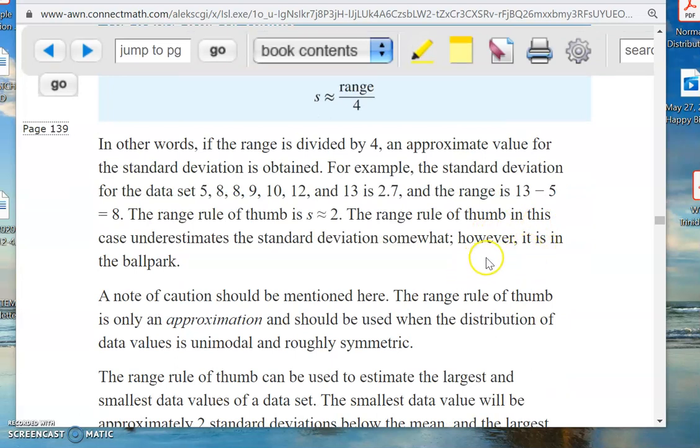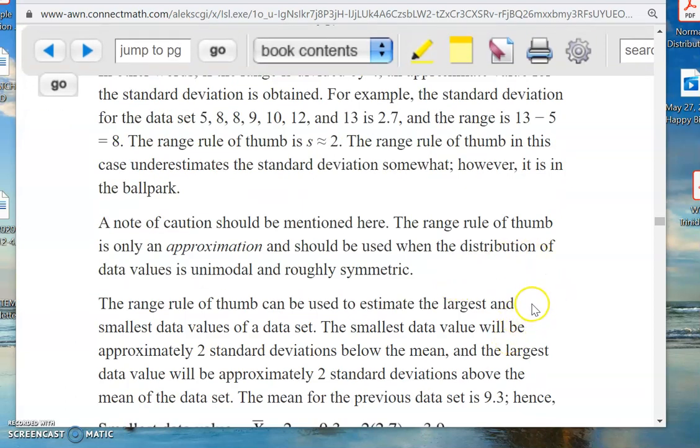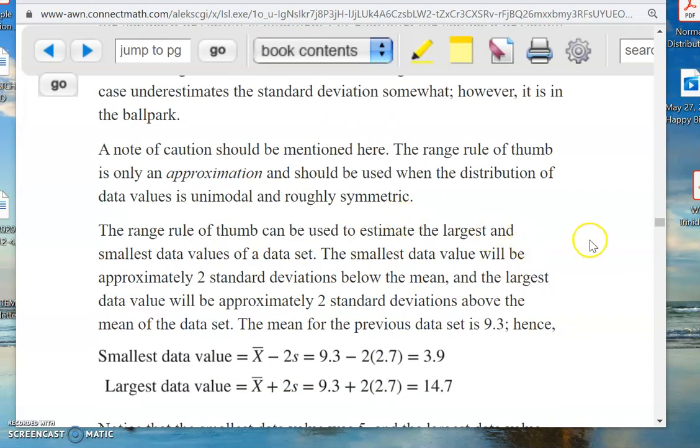Now, obviously, if there are these really big outliers, this is not a very good approximation. So you have to use a little bit of common sense. That's where your judgment comes in, okay? All right, so I'll let you read that, okay?